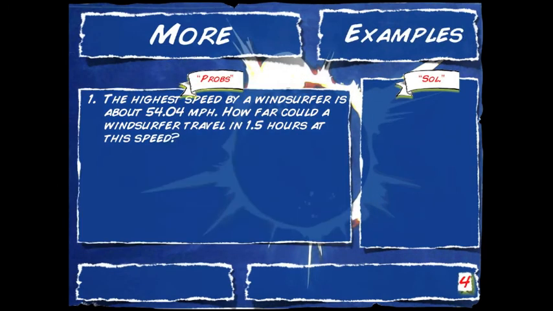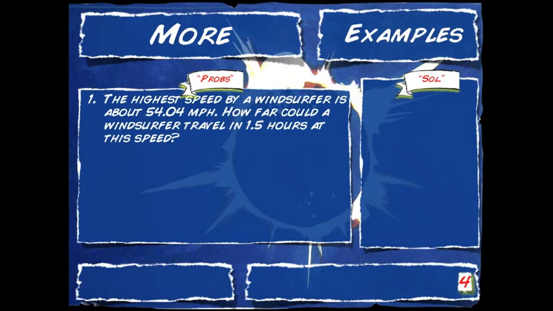This one: the highest speed by a windsurfer is about 54.04 miles per hour. Now what we want to know is how far he would travel if he traveled for an hour and a half at that top speed. One thing you have to remember is that we need a formula. That formula is distance equals rate times time, or D equals RT. Write that down. D equals RT.